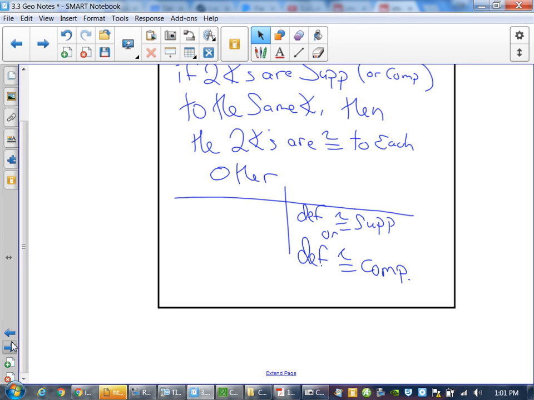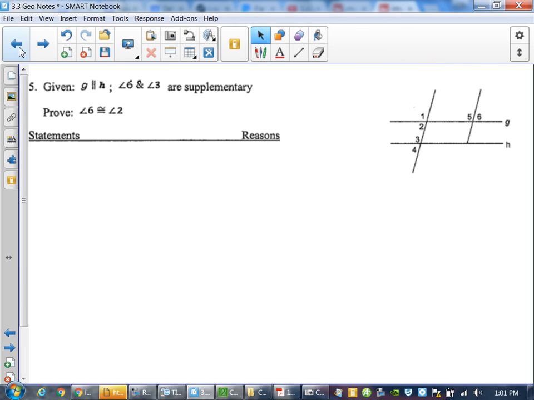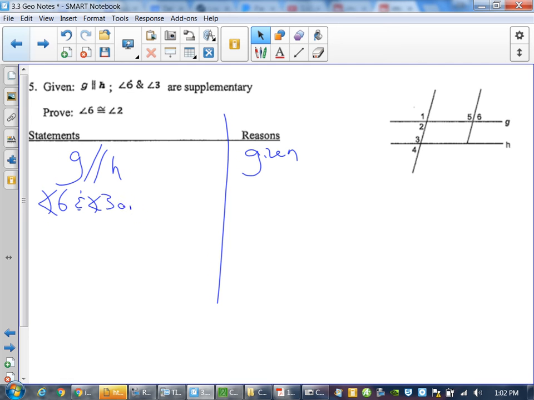So let's go back to the proof then, and show you how this is going to work. It's actually really easy. When you start with your given, obviously you've got your given of your parallel lines. Write it. Once you write out your parallel, then you go with your next part. Mark your diagram and see what happens. You've got G is parallel to H. And then you know that angle 6 and angle 3 are supplementary.